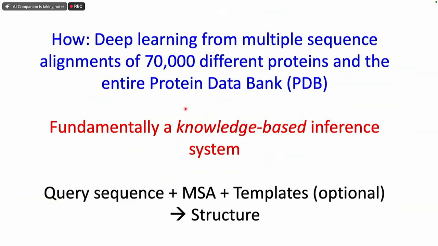AlphaFold is fundamentally a knowledge-based inference system. It doesn't use any physics equations. It doesn't use any of the principles of physics that we know. So it takes a query sequence, it takes the multiple sequence alignment. It can take experimental structures that are related to the target and use the distances within those as extra information to go into the network, and then it predicts the structure.